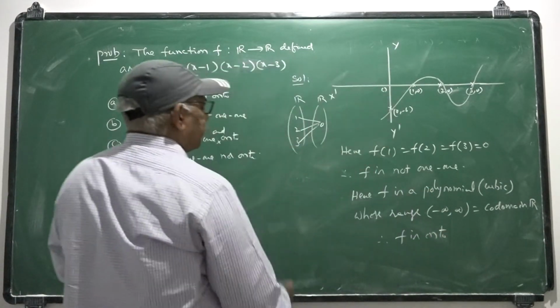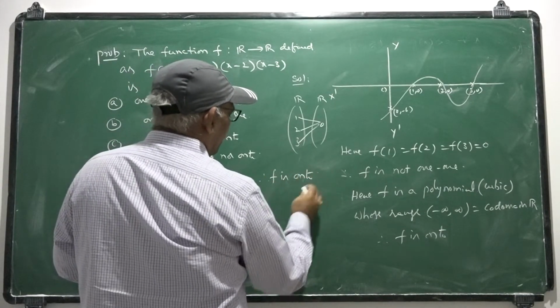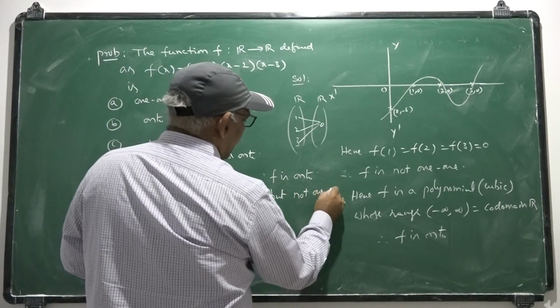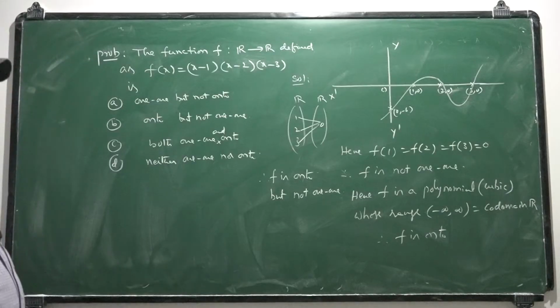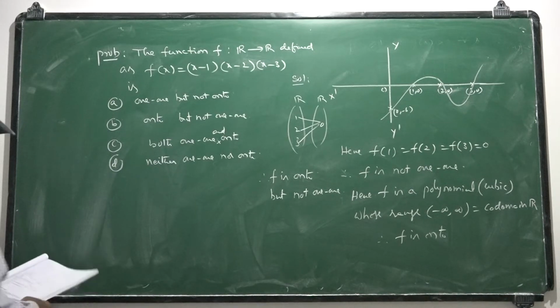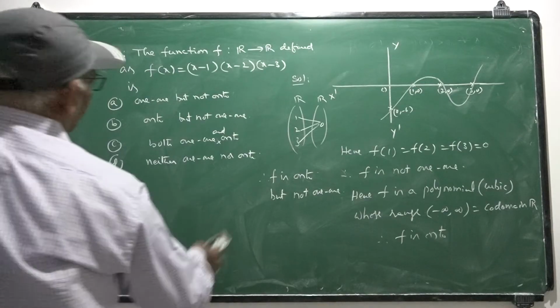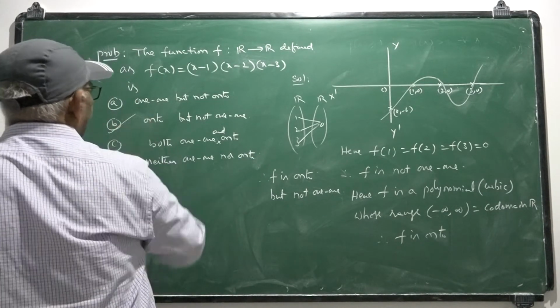Therefore, f is onto but not one-one. So here the function is onto but not one-one. The second option is the right option here.